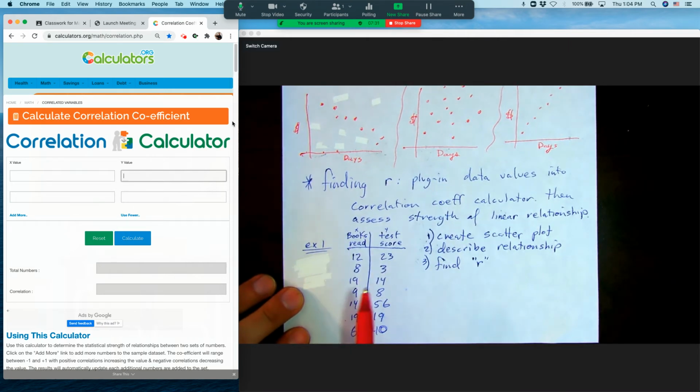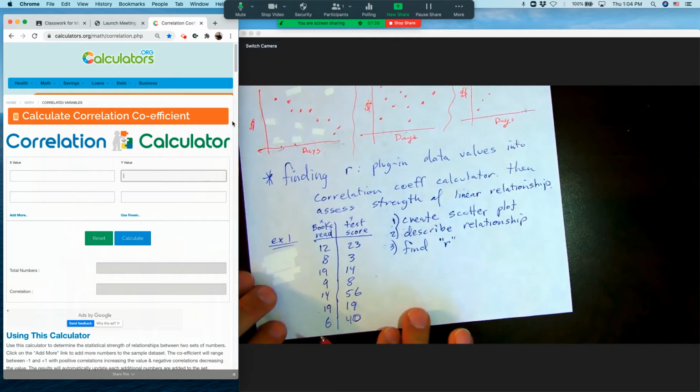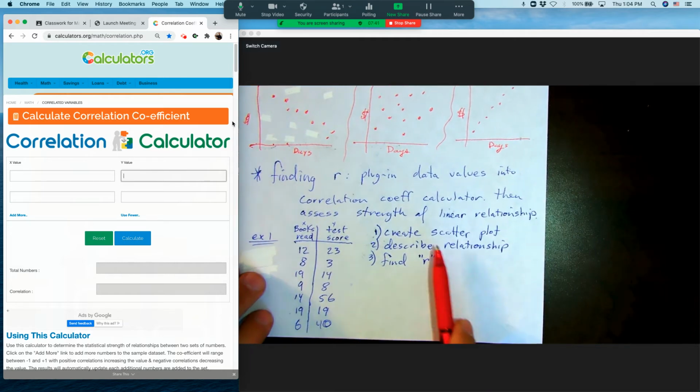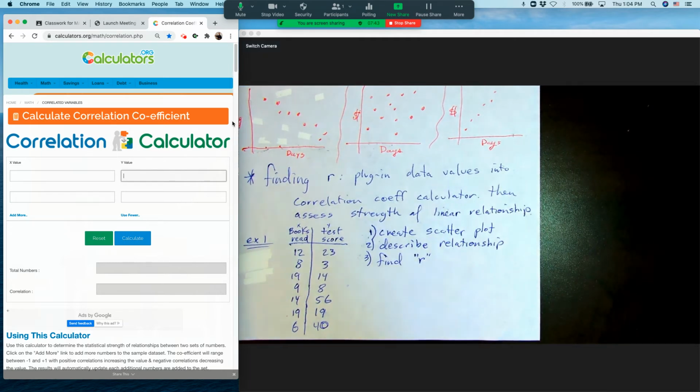This is saying, hey, if you read more books, are you going to get a better test score? If you read fewer books, do you get a worse test score? And so on. So the first step, and for the homework as well, is going to be create a scatter plot.